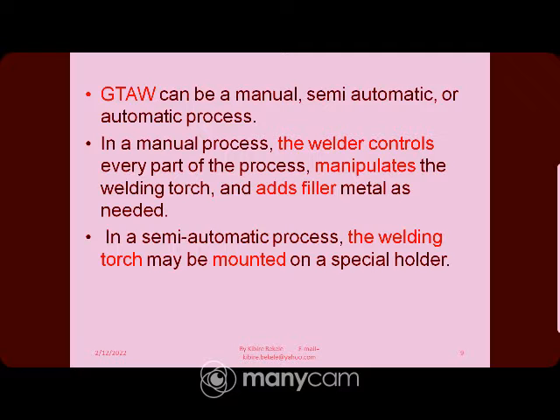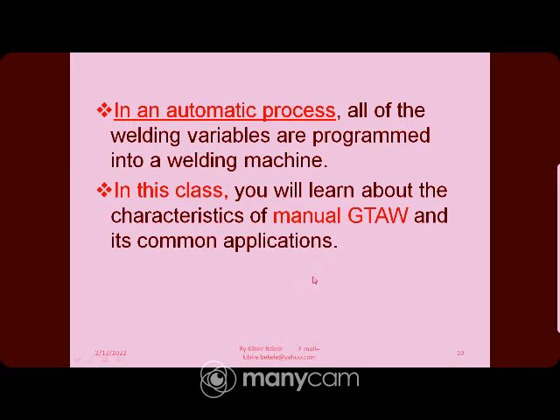As you see here in this presentation, in the manual process, the welder controls every part of the process. The welder manipulates the welding torch and adds filler material as it's needed. In the semi-automatic welding process, the welding torch may be mounted on a special holder. That means there is a holder which is used for manipulating the torch.